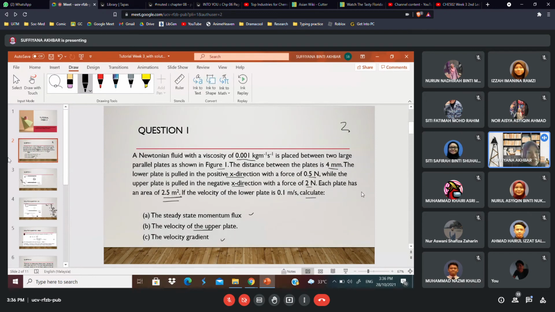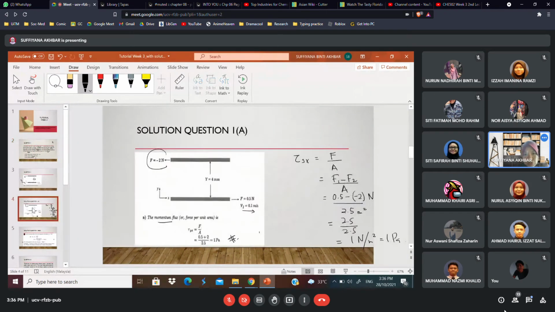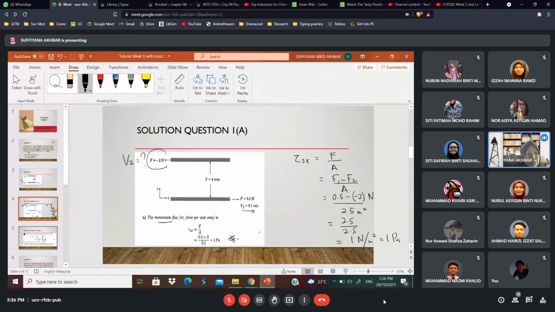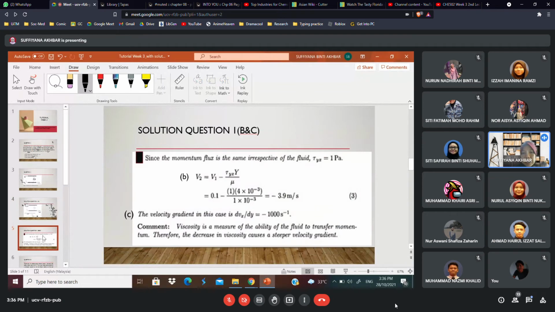Velocity of the upper plate, which is V2. So how to determine V2? You need to use Newton's law equations. Newton's law equation is tau yx equals negative mu dvx over dy. Rearrange this equation: tau yx dy equals negative mu dvx. So you need to integrate it because we have the boundary conditions.